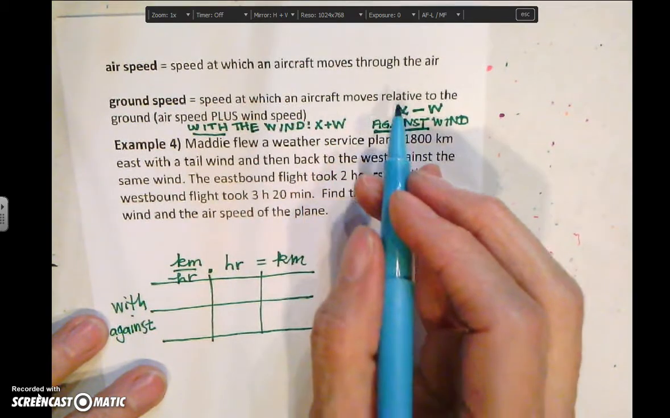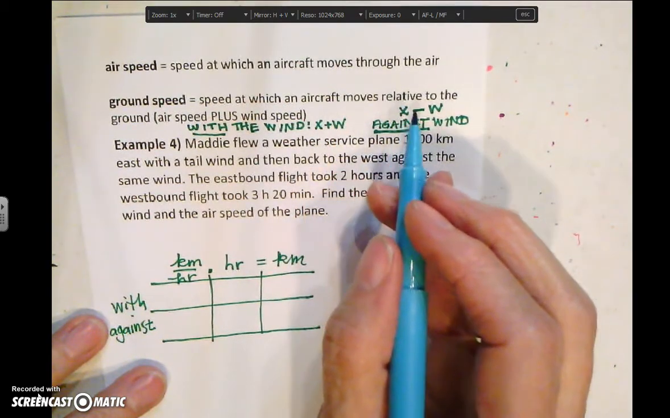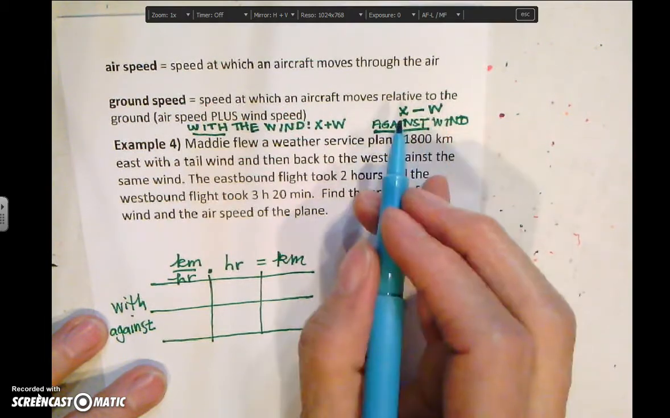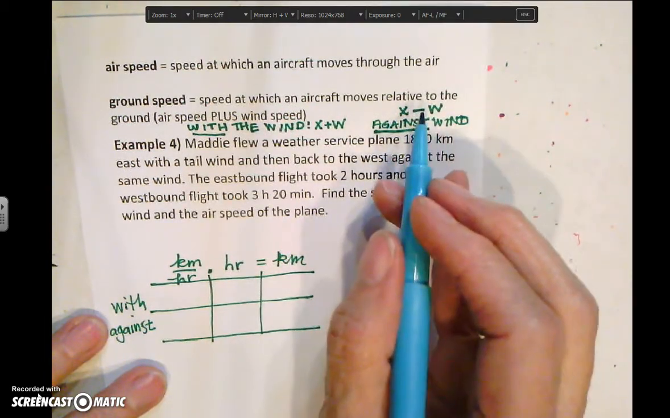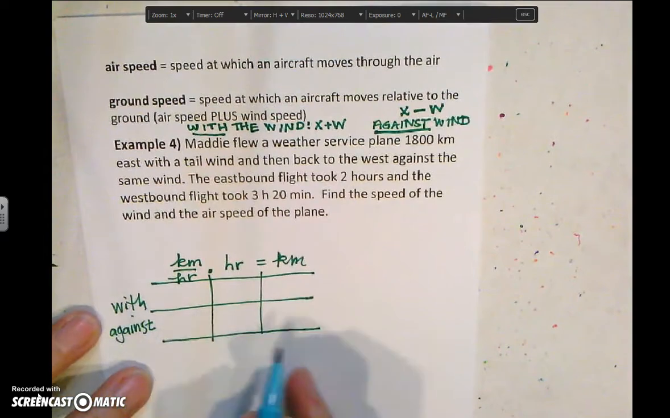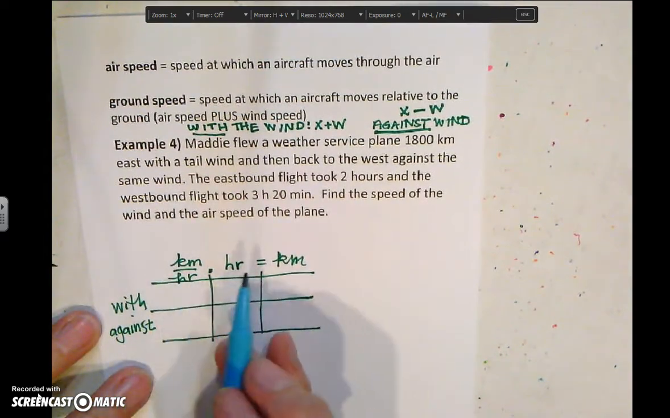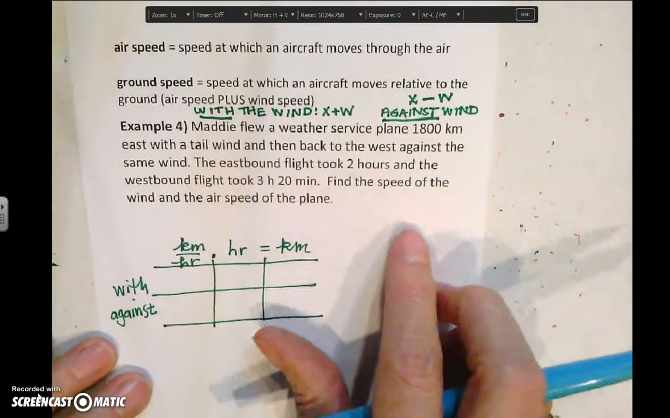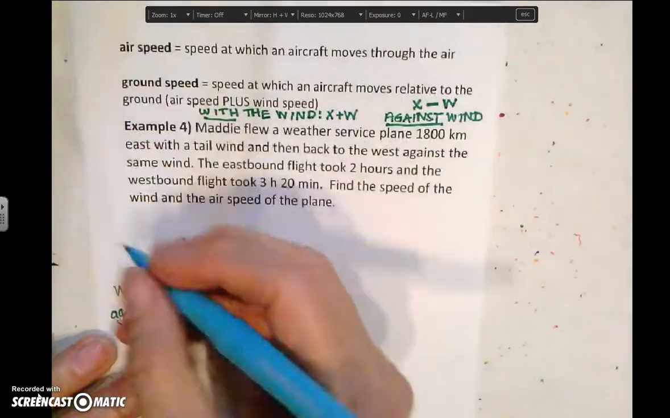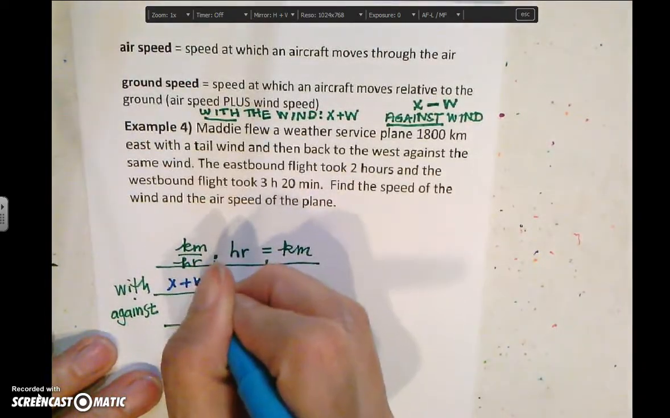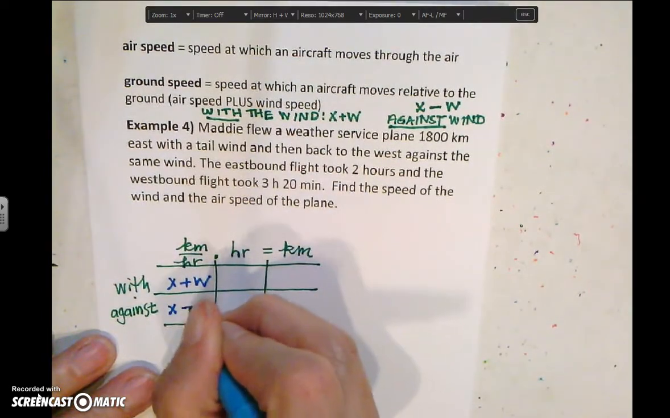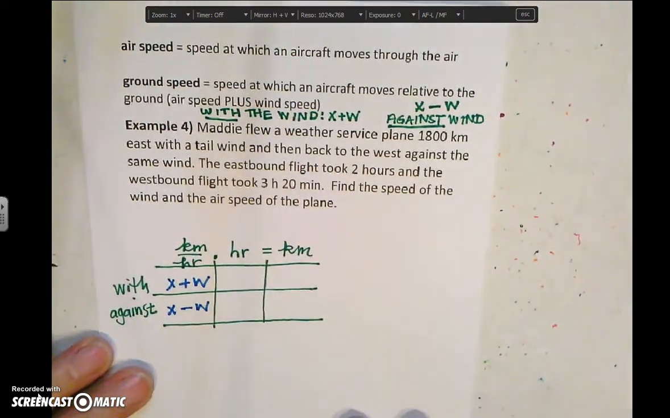And then against the wind would be x, the airspeed, minus the wind speed, because if you're going against the wind, it's going to slow you down. All right, so I've already got my chart filled out here: kilometers per hour times hours equals kilometers. So with the wind, he's going x plus w, and against the wind, she's going x minus w.